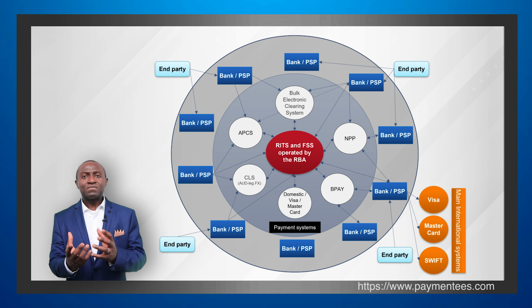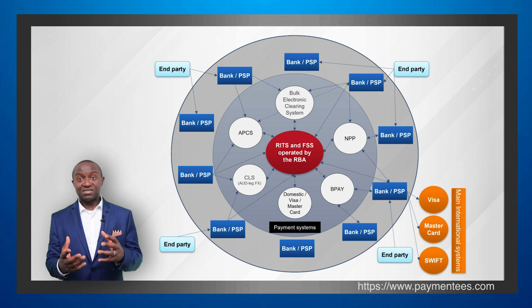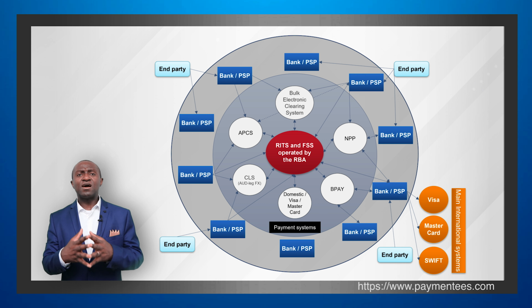In Australia, there is traditionally one large value or high value payment system. It is called RITS, for Reserve Bank Information and Transfer System. RITS is used by banks and other approved institutions to settle their obligations on a real-time gross settlement basis. The Fast Settlement Service, or FSS, is the settlement component of NPP, the New Payments Platform.